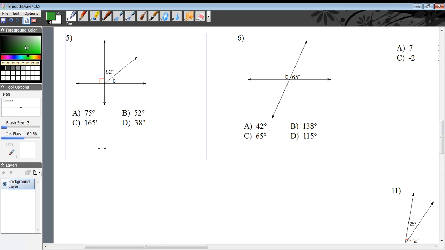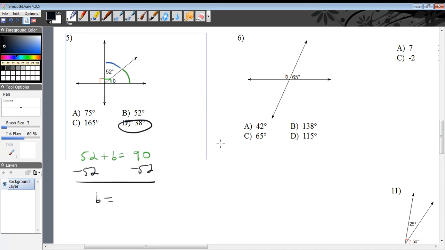Okay, so for problem 5, if I know that this is 90 degrees, I also know that this here is 90 degrees because this plus this must be 180. And so I'll have 52 plus B should give me 90 degrees. This angle plus this angle makes 90 degrees. So when solving for the variable here, it's just a one-step equation, and B will be equal to 38 degrees.